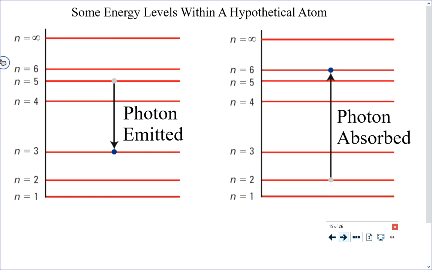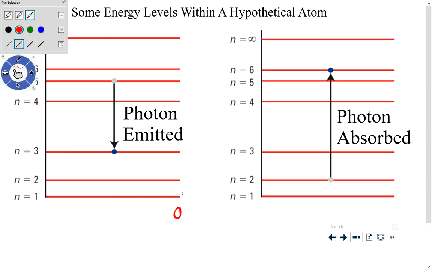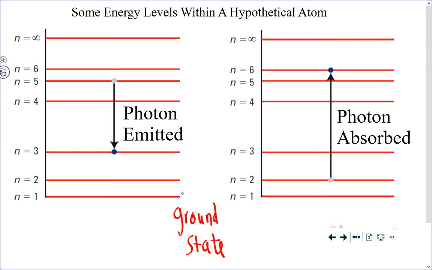So to summarize this, I've got 2 diagrams here with some energy levels in a hypothetical atom. The first thing I want to draw your attention to is the bottom energy level, which is the n equals 1 energy level, is typically called the ground state. And the infinite energy level, the energy level at the very top of any atom's energy level diagram, is called the ionization state. And in any energy level diagram for an atom, the higher the electron is in the energy level diagram, the more energy it has.